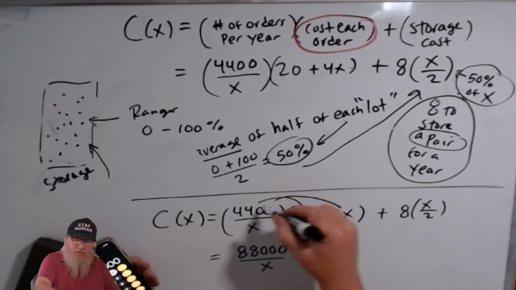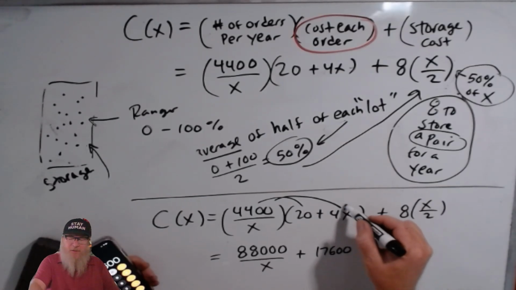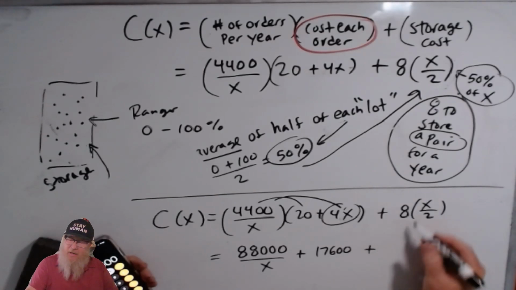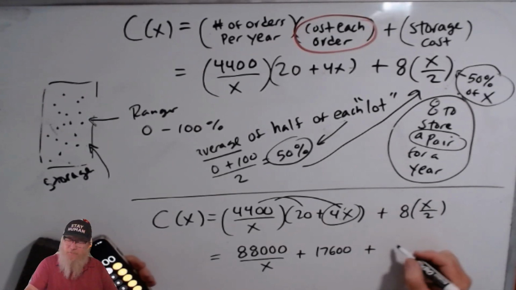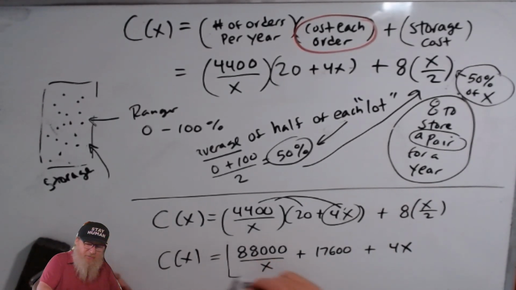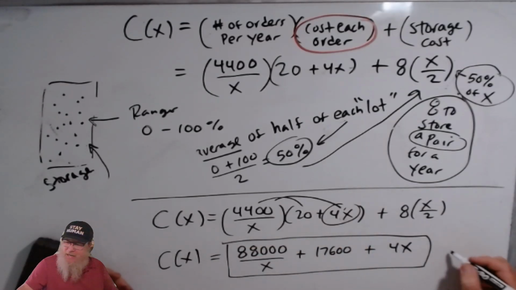17,600. Now notice when this hits this term, there's an X on top and X on the bottom. This one no longer has an X. And then here, 8 times X over 2 is 4X. So this is our cost function. Yay!